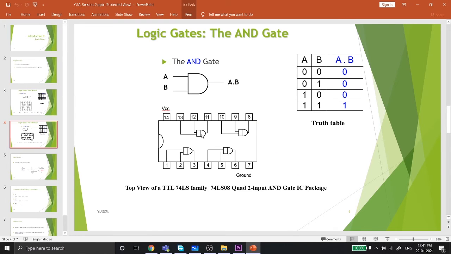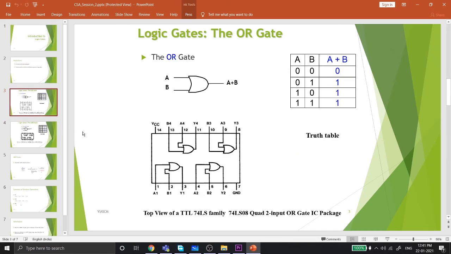So this also has 4 logic gates, and the numbering is the same: 1 2 3 4 5 6 7 8 9 10 11 12 13 14. If you notice, this is the ground pin. The ground pin is 0 volt. VCC, in a digital circuit, is plus 5 volts. That's where you supply current to the IC package, because an IC package requires power to work. So this is where you provide 5 volts, and this is where you provide 0 volt. And these are the inputs and outputs of the logic gates.